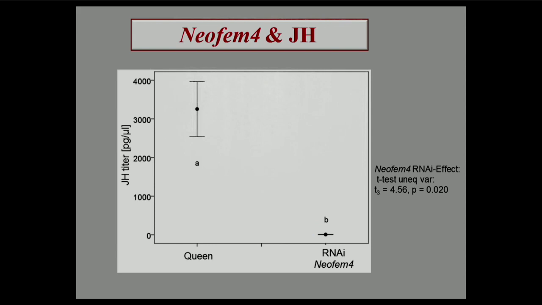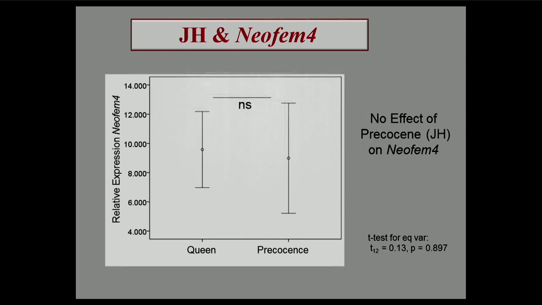We also did a reverse experiment where we decreased the JH titer using precocene. This works very well. When we apply precocene to our termites, the JH titer goes down to almost zero. Then, after precocene treatment, we tested the expression of NeoFEM4, and there was no difference. So that means that JH does not really influence the expression of NeoFEM4, which confirms that NeoFEM4 is probably upstream of JH in the regulating pathway.